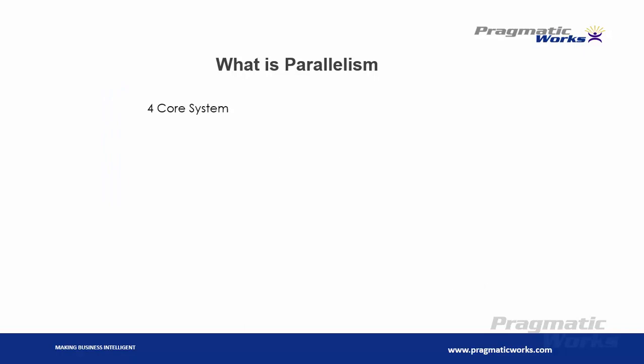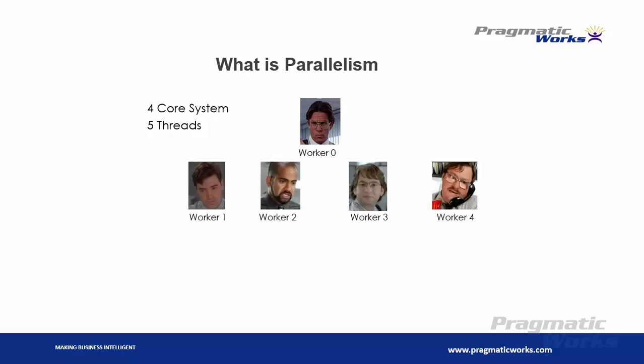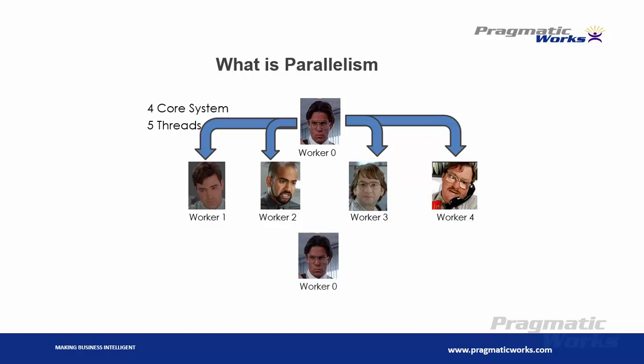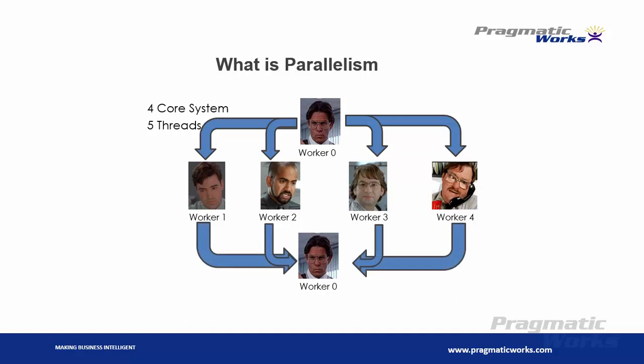So let's have a look at what parallelism is for a little bit first. On a four-core system, 5 threads are generated. The first thread that is generated is known as worker 0. Worker 0 then spawns 4 workers, one for each core, and passes off the work to each of these workers. So worker 0 is kind of like the manager. Workers 1 through 4 are the actual executing threads that go and execute that work against the CPU. Then the threads bring the results back together and hand it back off to worker 0.